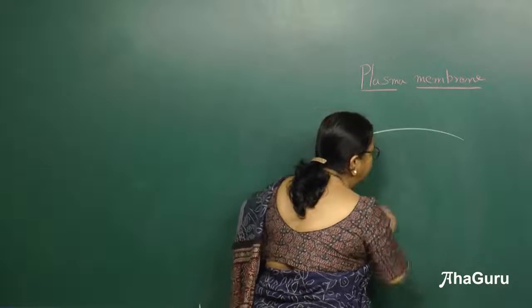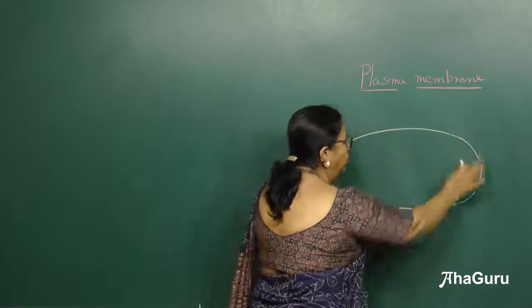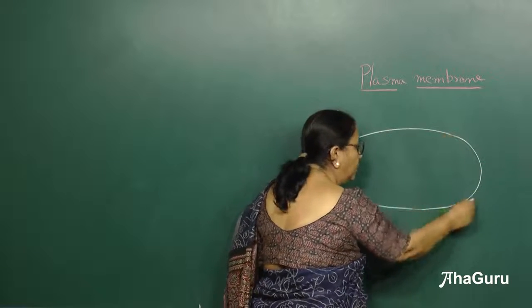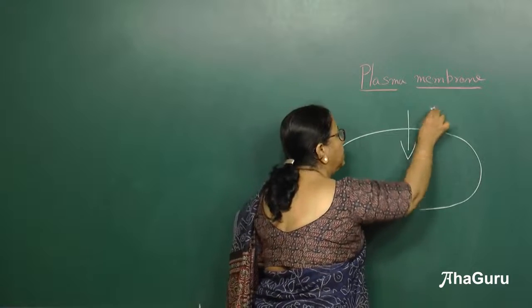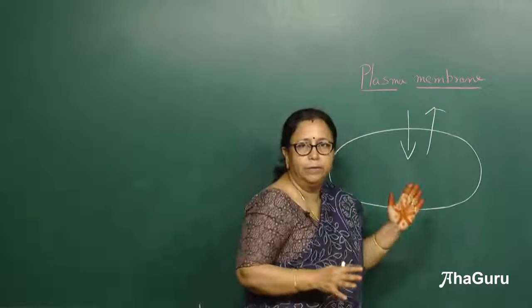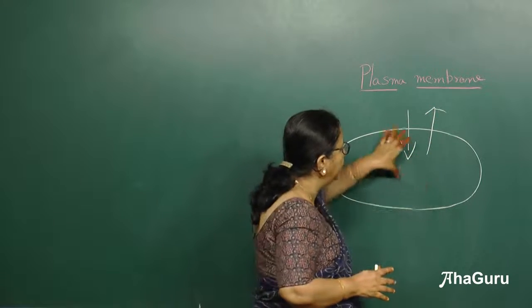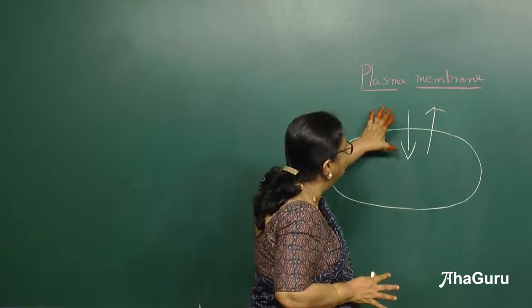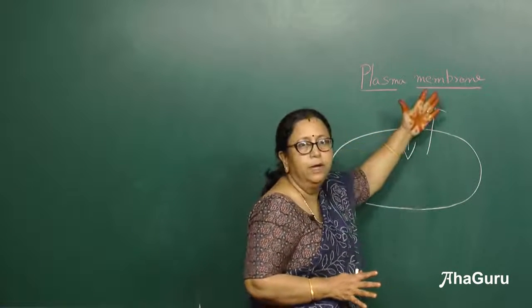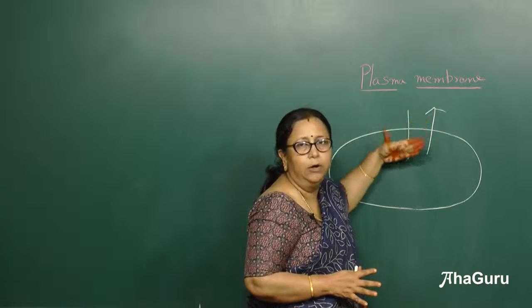This is the cell, this is the house of the cell. This is acting like a door so that it can control what comes in and what goes out. It will not allow everything to come in and everything to go out. So it is very protective about the cell. It controls the movement, entry and exit of molecules in and out of the cell.